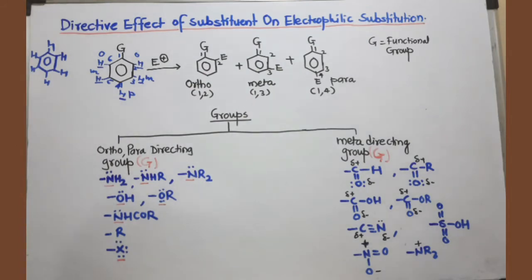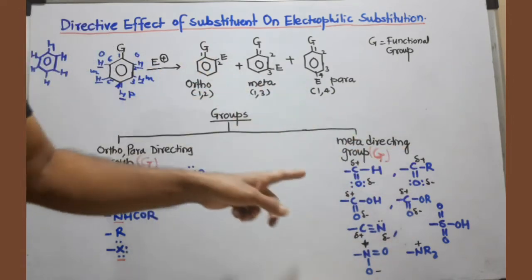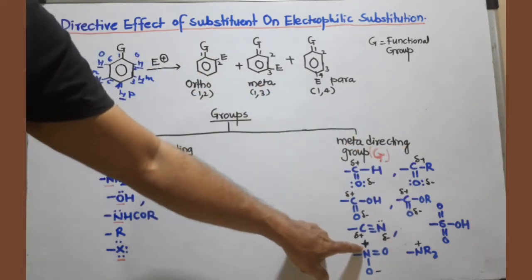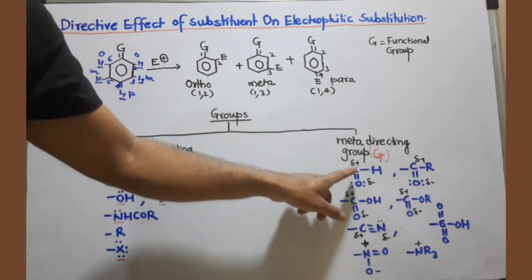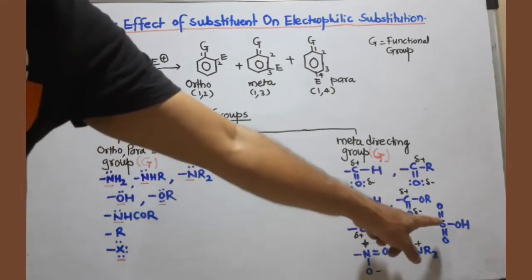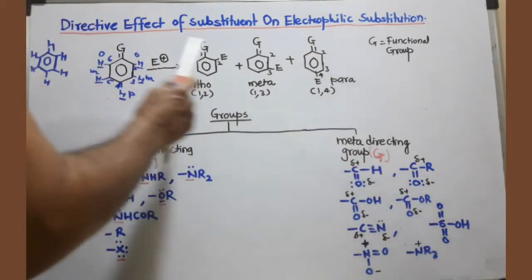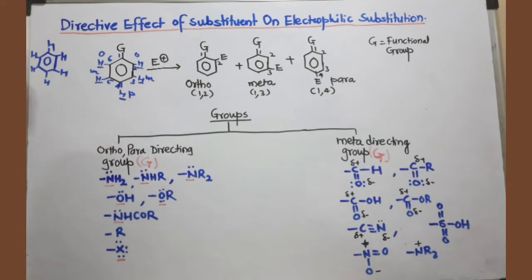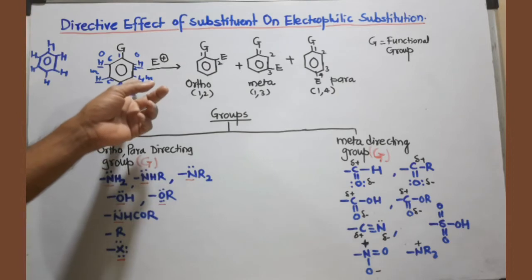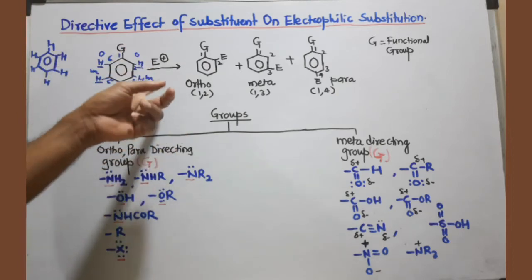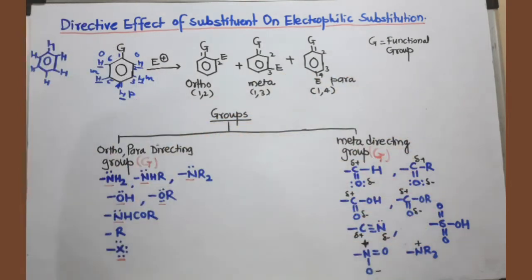Now in the case of a meta-directing group, if you observe, the atom directly attached to the benzene ring has either a complete positive charge or a partial positive charge, and it is actually either carbon, nitrogen, or sulfur. You just remember, if this kind of group is already present on the benzene ring, you can predict the product. The incoming electrophile will definitely go to the third position from this group. That means it will direct the incoming electrophile towards the meta position. So these groups are called meta directors.